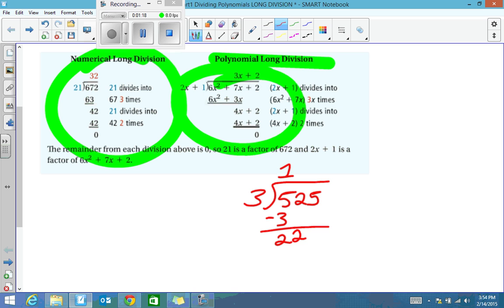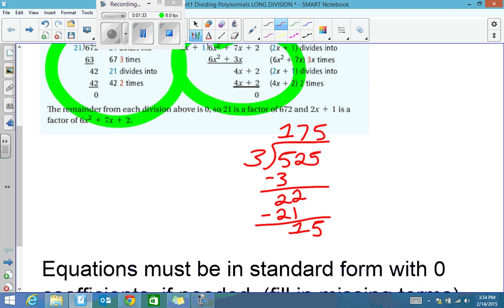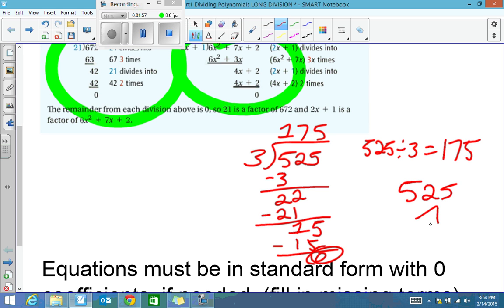And how many times is 3 going into 22? Would be 7. So 7 times 3 is 21. Subtract. 22 minus 21 is 1. Bring down the next digit, which is 5. How many times does 3 go into 15? 5. 5 times 3 is 15. Subtract, and we get 0. So 525 divided by 3 equals 175. So again, since we have a remainder of 0, that tells us that 3 and 175 are both factors of 525.